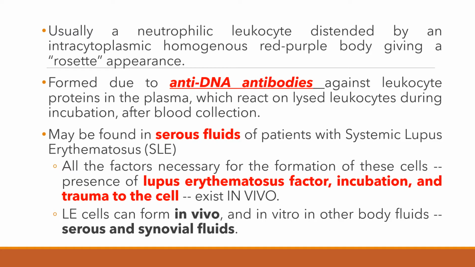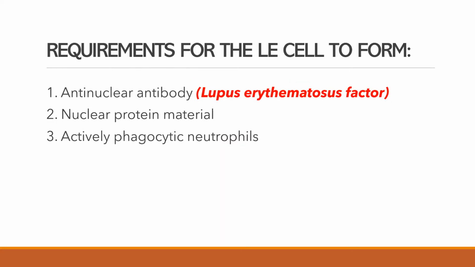So, in order for the LE cell to be formed, all the factors necessary for its formation, such as your presence of lupus erythematosus factor, incubation, and trauma to the cell, should exist in vivo. LE cells can form in vivo and in vitro in other body fluids such as your serous and synovial fluids. The following are the requirements for the LE cell to form. First, we have the anti-nuclear antibody or the LE factor, and then we have the nuclear protein material, which comes from other cells like neutrophils or lymphocytes, and third, the actively phagocytic neutrophil.